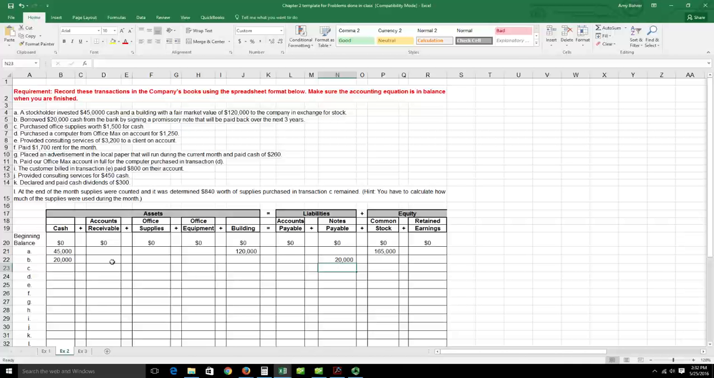So again, with this transaction, you can see this side of the accounting equation was affected. My cash went up by $20,000, so assets went up by $20,000, and my liabilities went up by $20,000. So $20,000 equals $20,000. The accounting equation is still in balance.